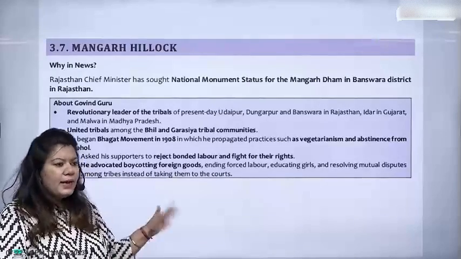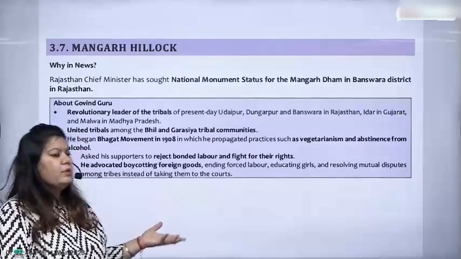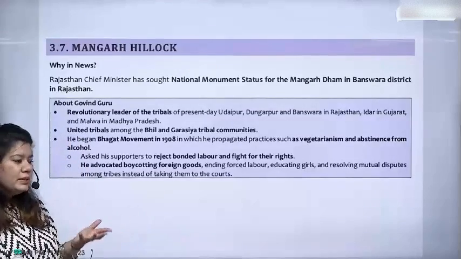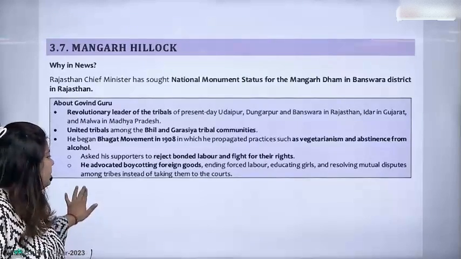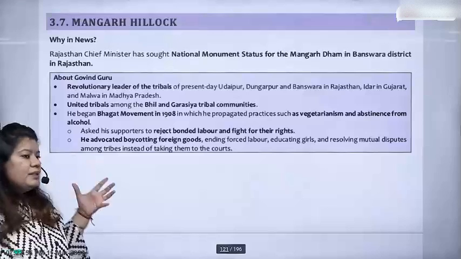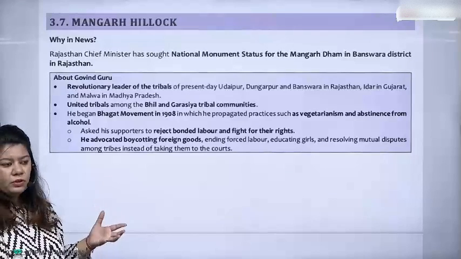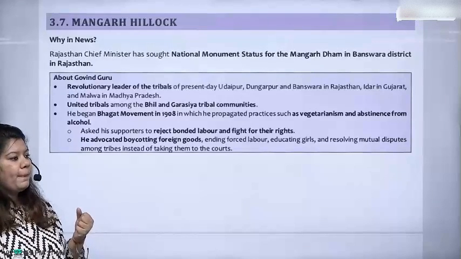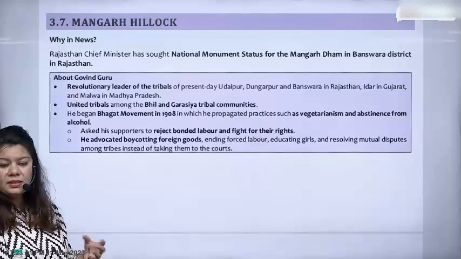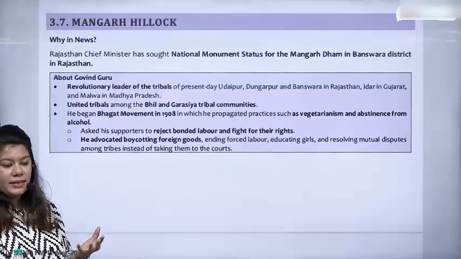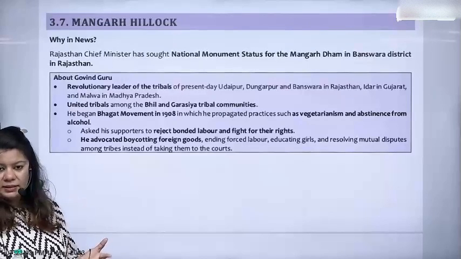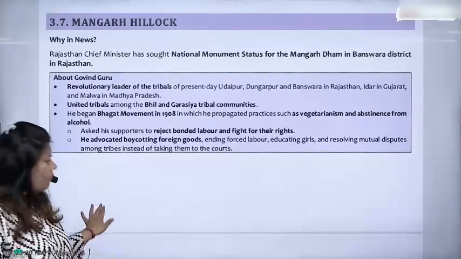Okay? So people gathered over there under the leadership of Govind Guru just to discuss the improvements in their religion, faith, and this thing, it had nothing to do with any political agenda, right? But there were certain steps which were taken by Govind Guru to revive or reform the Bhil communities. So he urged them to stop taking liquor, etc. He promoted a casteless society, right? So he was a reformist.